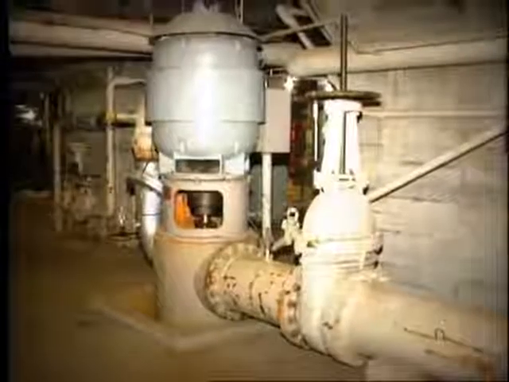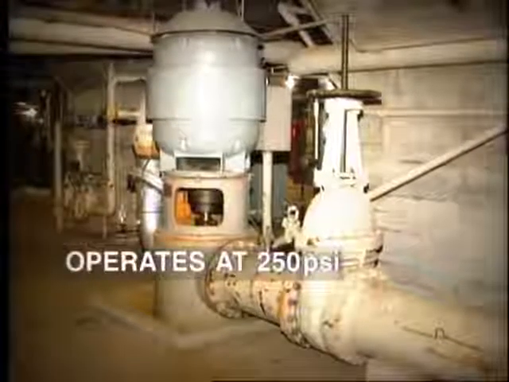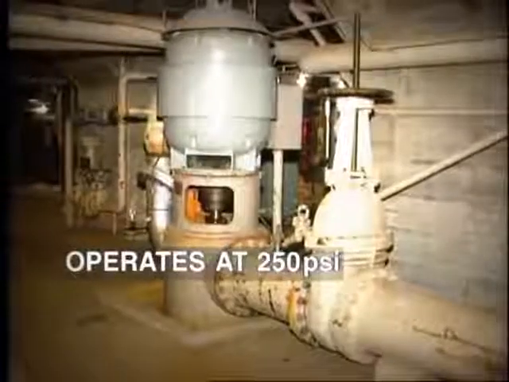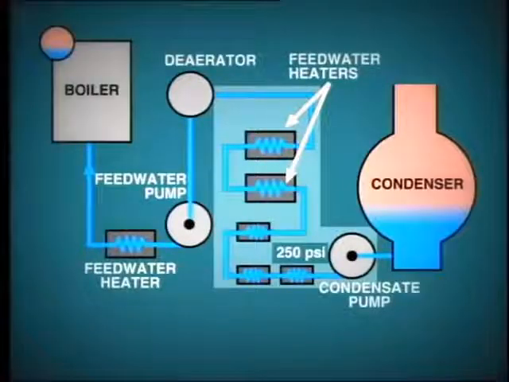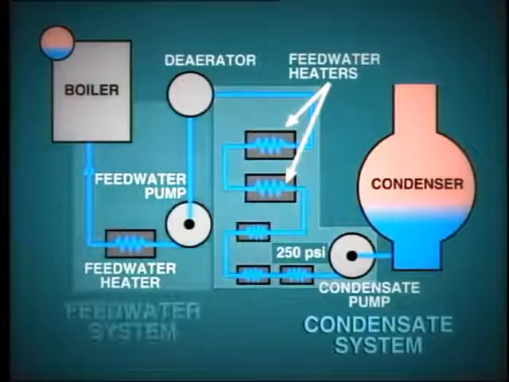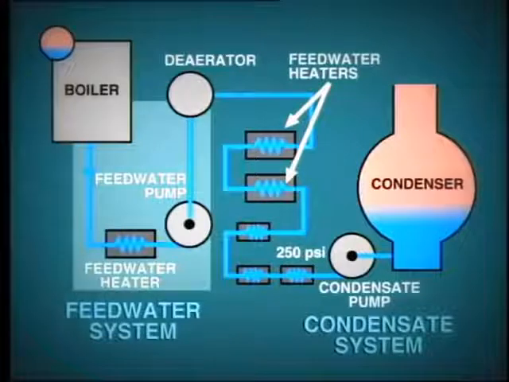In order to achieve this, the condensate pump must operate at a pressure of about 250 psi. This part of the system, as you would expect, is known as the condensate system. From the de-aerator onwards, we refer to the continuation as the feedwater system, which operates at much higher pressure.